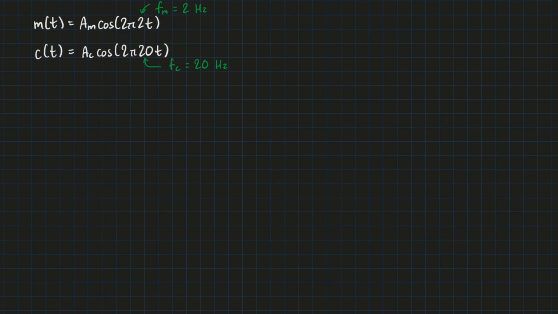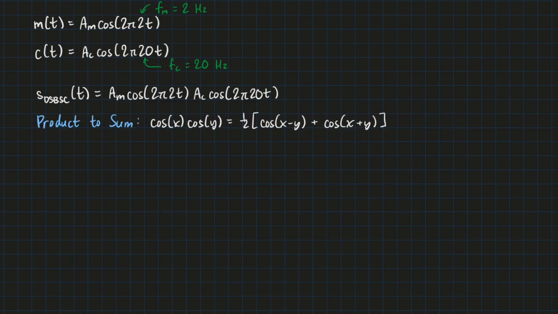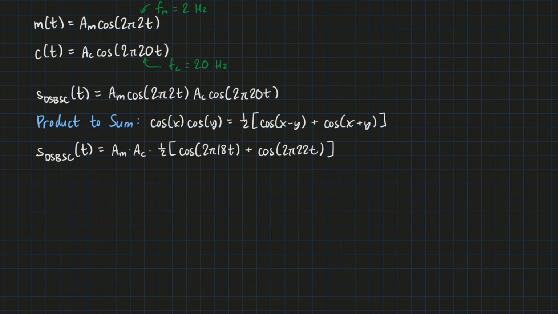Multiplying both of them gives us this, and we could rewrite this using the product to sum trig identity. And then just to note, it does not matter which frequency you subtract first, because the cosine is an even function, which means that the cosine of a negative argument equals the cosine of the argument. So we'll have A_m times A_c times half times cosine of 2 pi 18t plus cosine of 2 pi 22t. And then for simplicity, I'm going to set A_m and A_c to 1.